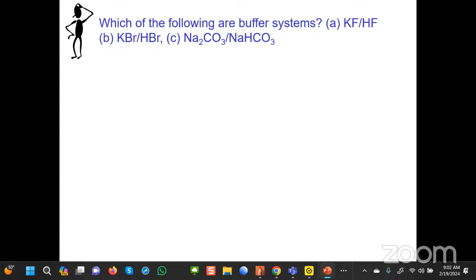Because this question is asking, which of the following are buffer systems, right? And it gives you some combinations here, right? So let's look at the first one. A, potassium fluoride and hydrofluoric acid. Would that be a buffer solution?